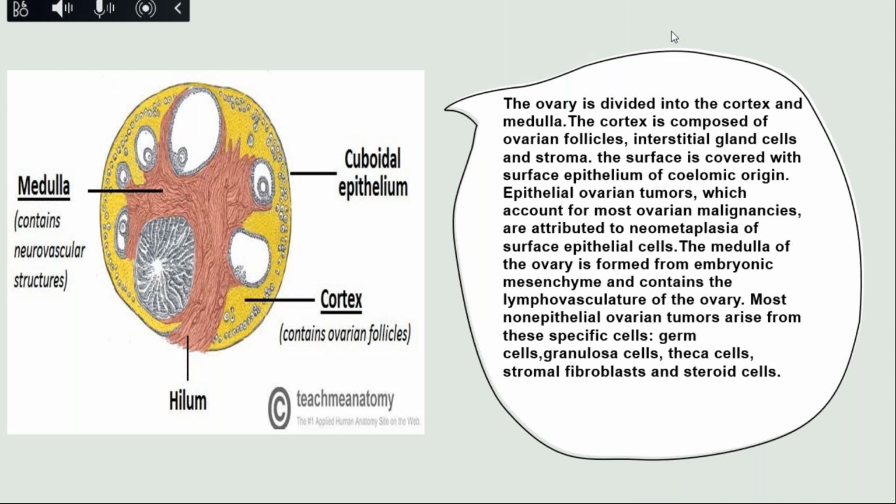Okay, so the medulla of the ovary is formed from the embryonic mesenchyme, and it contains the lymphovascular structures. Most of the non-epithelial ovarian tumors arise from specific cells like germ cells, granulosa cells, theca cells, stromal fibroblasts, and steroid cells.